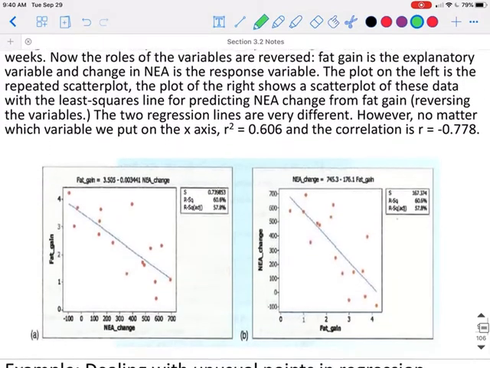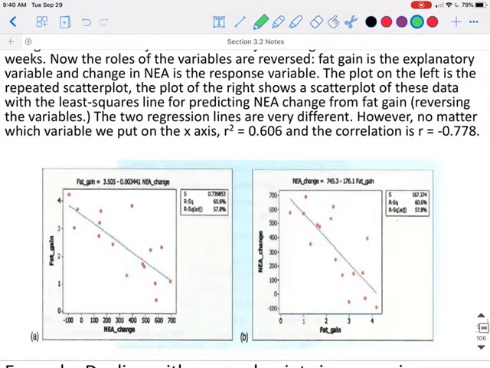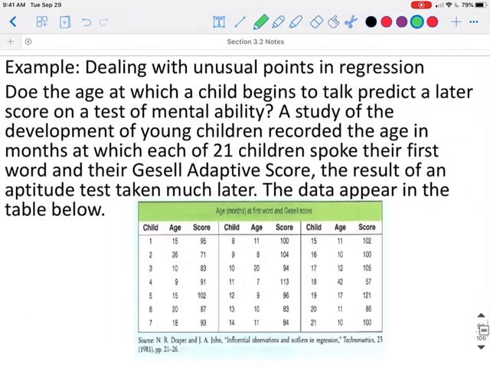So for an example of this, if we take a look at the NEA change and the fat gain, originally we had the NEA change as our x value, the fat gain as our y, and we got our least squares regression line. If we reverse those and have our fat gain as our x, or our explanatory, and the NEA change as the y, or the response, we're going to end up with a completely different equation. Now those R squared values are still going to stay the same, which means the R values are still the same, but the equations are completely different.